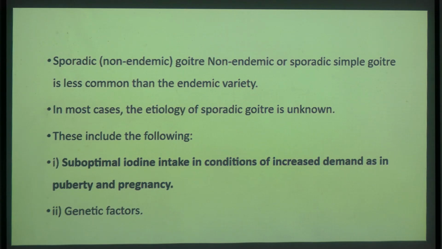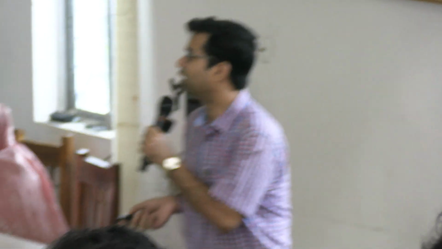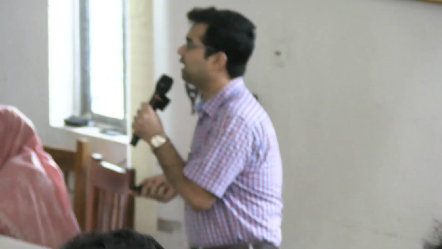Sporadic goiter, non-endemic or sporadic simple goiter, is less common than the endemic variety. In most cases, the etiology of sporadic goiter is unknown. These include the following: suboptimal iodine. So, the etiology of goiter is decreased iodine content of the drinking water and food.